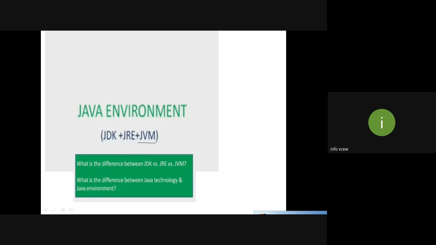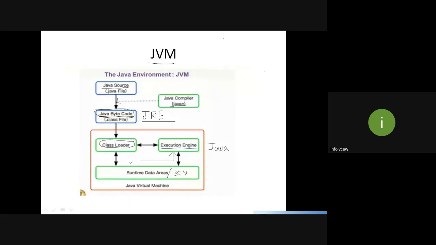And JVM is a converter. This is very essential for JDK as well as JRE, because JVM is an interpreter to convert your bytecode into machine code. So JVM is present in JDK as well as JRE. Can you understand this Java environment? Yes, ma'am. Okay.